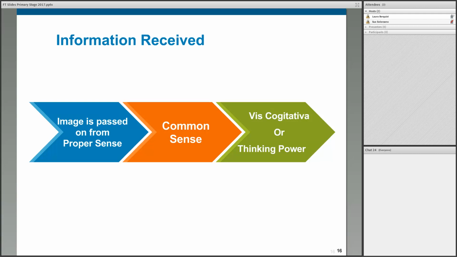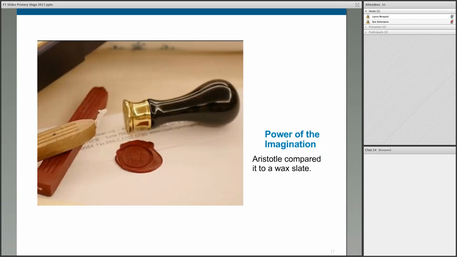Aristotle compares this power of the imagination to a wax slate. The forms which come from the senses are like seals pressed into the wax. Sometimes the wax is too hard and the seal has to be pressed over and over and over again in order to make the image.